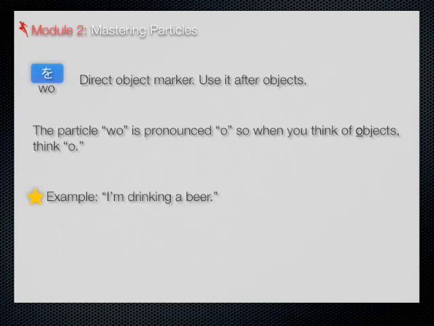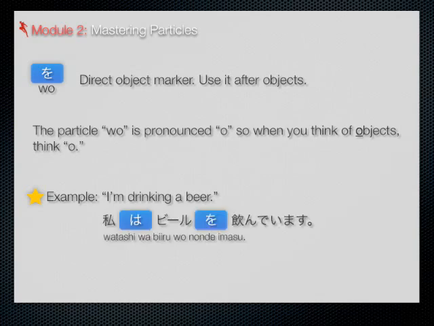So let's take the example sentence, I'm drinking a beer. I'm drinking a beer in Japanese would be, watashi wa biiru o nonde imasu. So saying that a little bit slower, watashi wa biiru o nonde imasu. Right? So the o there is identifying the object, which is beer, and nonde imasu is drinking, which is the verb, right?